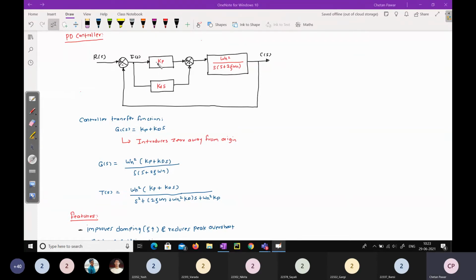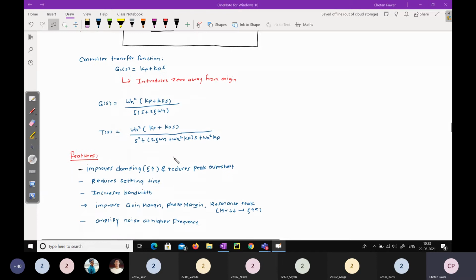in this particular forward path, the forward path transfer function will be this, and the overall transfer function of the system will be like this. So if you see, it improves the damping ratio, right? Similarly, just like the PI controller, it improves the damping ratio. So if damping ratio is increased, peak overshoot is decreased, as we know. Similarly, it reduces the settling time.